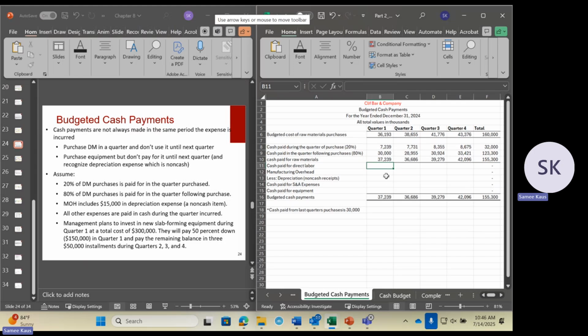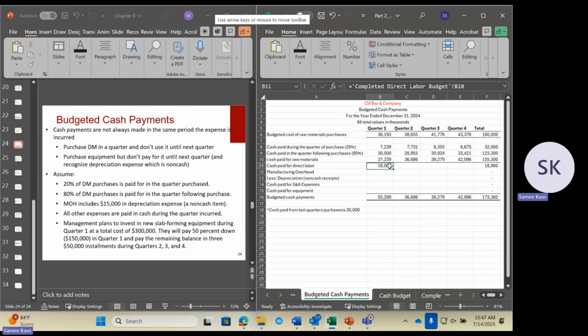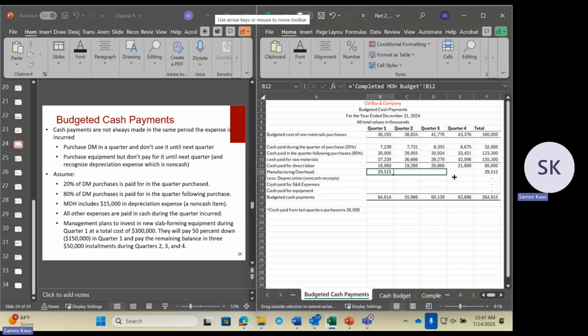So that tells me that there is no calculation needed for any of this. All I have to do is go to my direct labor budget and say that I am paying for all of my direct labor in the period that I incur it. So all I have to do is flow that through. Manufacturing overhead, I'm going to start there and then take care of this depreciation piece. Everything for my manufacturing overhead is paid for in the period in which I incur it. So I'm going to go grab that and flow that through.